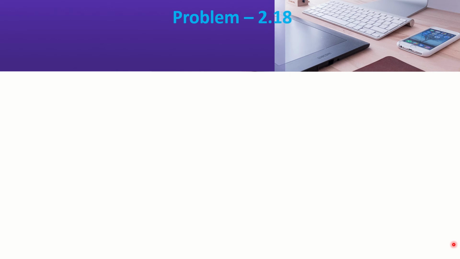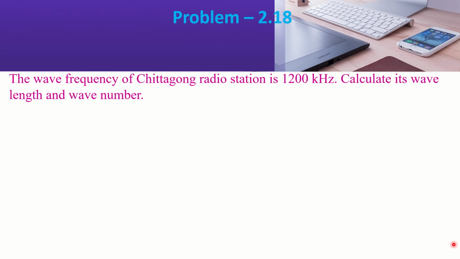At first, problem 2.18. The wave frequency of Chittagong radio station is 1200 kilohertz. Calculate its wavelength and wave number. Dear students, look here, the frequency of the radiation is given, 1200 kilohertz. You have to calculate wavelength and wave number.